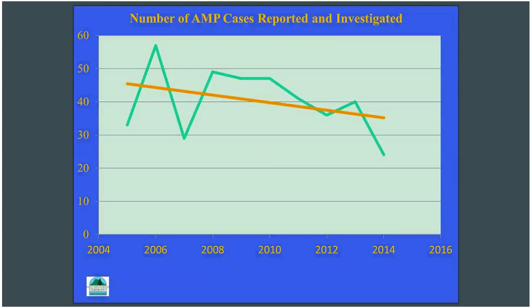I'll go through a few trends during this time period. There's been a downward trend during this time period from 2005 to 2014 for the number of AMP cases reported and investigated. During this time period, 403 AMP cases were reported and investigated, with a high of 57 cases investigated in 2006 and a low of 24 in 2014.